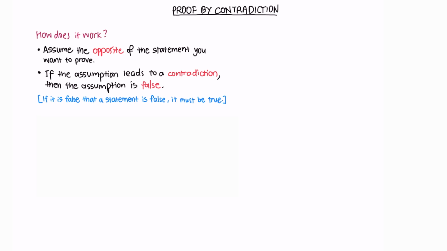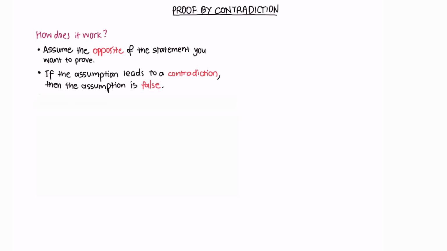Today we're going to uncover a new method of proving called proof by contradiction. As its name suggests, what we're trying to do is find a contradiction. So how does proof by contradiction work? First of all, you want to assume the opposite of the statement you want to prove. That's the first step. And if this assumption leads to a contradiction, this means that your assumption above is false. And so, if it is false, then the statement must be true.